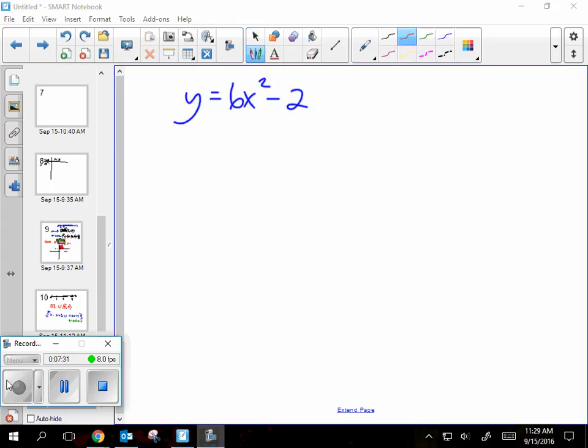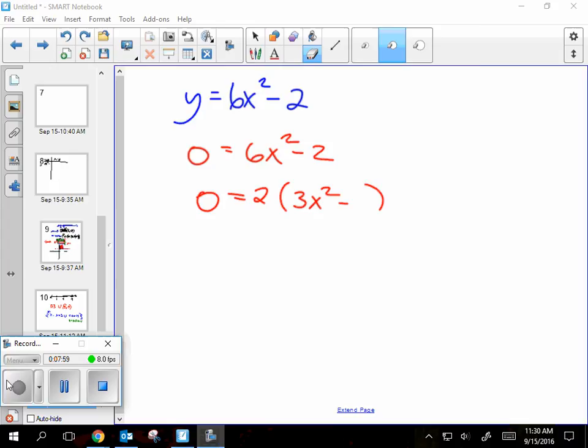Okay, so the hard kind is where we do y equals 0. That's the x-intercepts. 0 equals 6x squared minus 2. Now there's a couple ways you can do this. I have tried to pound it into your head: if you can factor it, you should. So factoring is the best way. I'll show you. 2 comes out. 3x squared minus 3. Wait a minute, something wrong there. Minus 1, thank you. Okay.